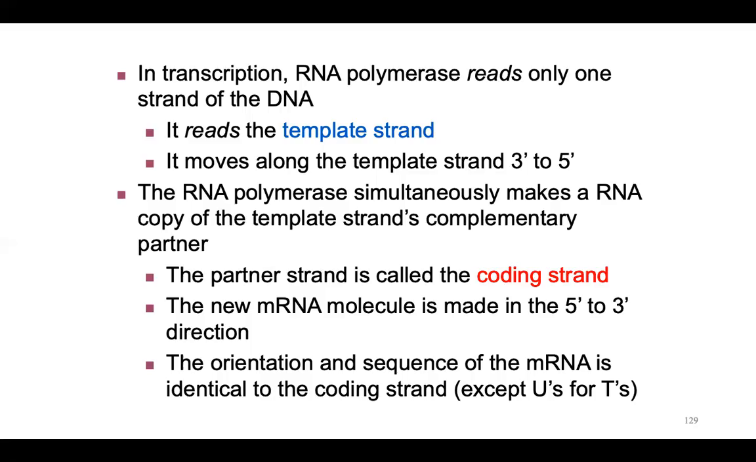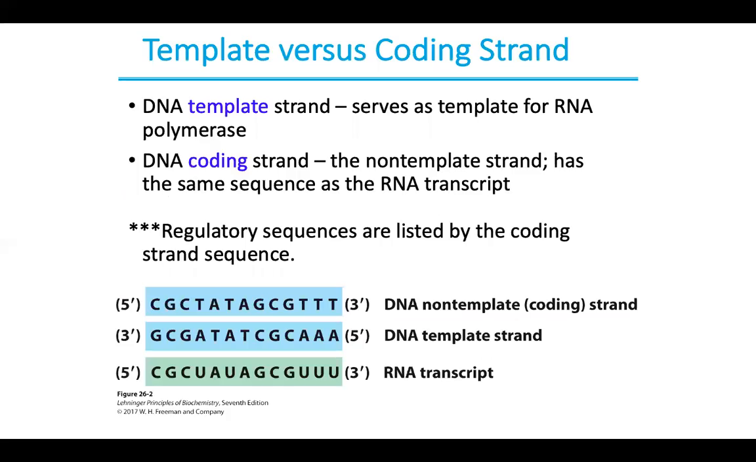The orientation and sequence of mRNA is identical to the coding strand of the DNA, except for U in place of T. Again, to further clarify which is the template and which is the coding strand: this is the DNA. DNA is double-stranded, right? And our RNA is single-stranded. The portion where the RNA polymerase will read the DNA is what we call the template strand, and the template strand runs from 3' to 5'. Opposite to that, or complementary to the template strand, is the DNA non-template or coding strand. And the product of RNA synthesis is what we call the RNA transcript.